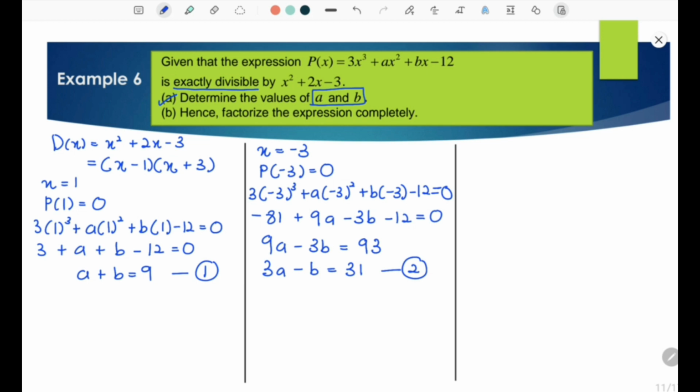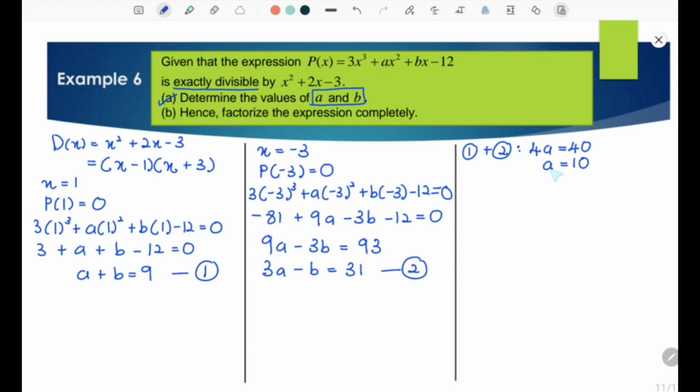Now let's try to find the value of a by taking equation 1 plus equation 2. So we have a plus 3a equal to 4a. Next, b plus negative b will equal to 0. Then we take 9 plus 31 equal to 40. So we get a equal to 10.